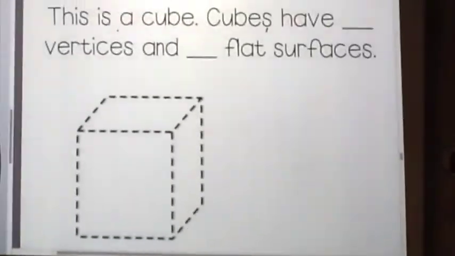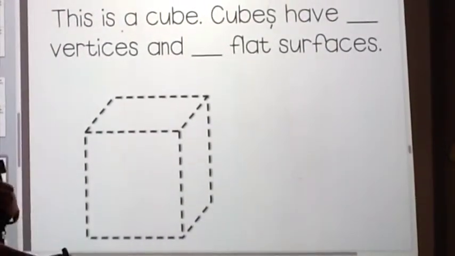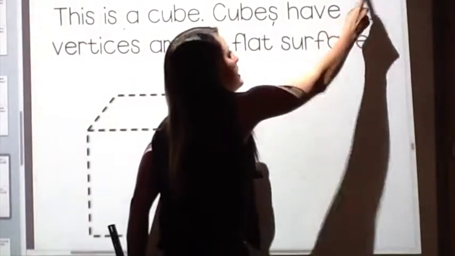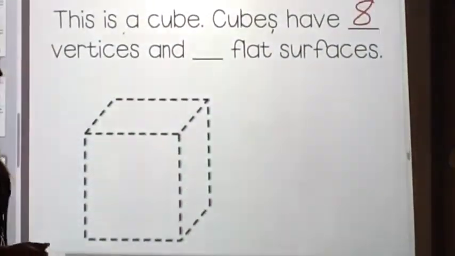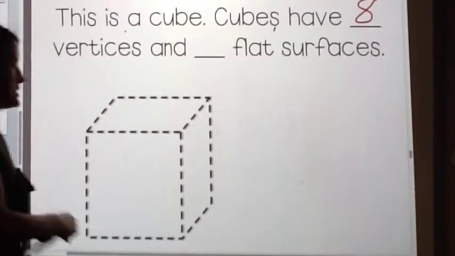4 plus 4 equals 8. That's great. So cubes have 8 vertices. Now we have to count the flat surfaces.